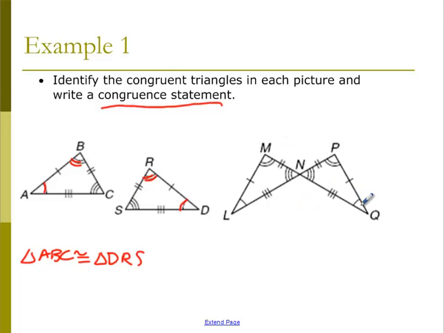When we look over here, I'm going to pick LMN. I'm just going to go in that order. Triangle LMN is congruent to, we need to figure out which triangle matches. L has one mark, Q has one mark. M has two, so P has two. N has three, N also has three. Those two are congruent because they're vertical angles. Don't forget about vertical angles as well.